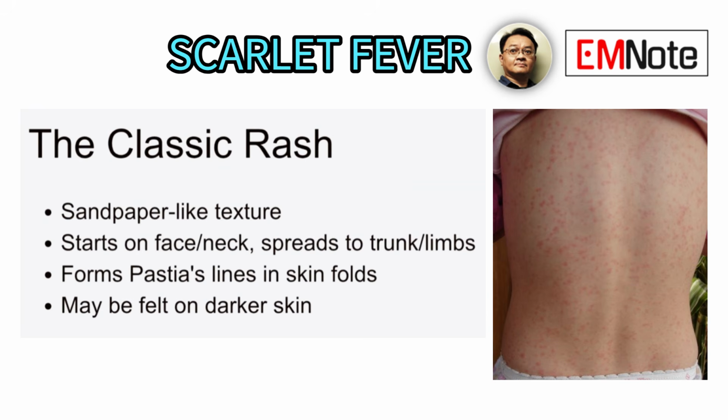Now, about that classic rash, it has a very distinct sandpaper-like texture. It typically starts on the neck, then spreads to the trunk and limbs, but here's a key detail. It spares the palms and soles. On darker skin tones, that texture might be easier to feel than the redness is to see. Also, look for Pastia's lines, which are these petechial streaks in the skin folds. Think the armpits and groin.